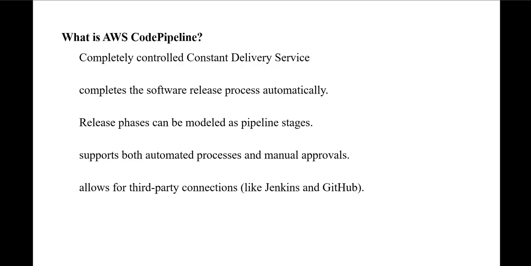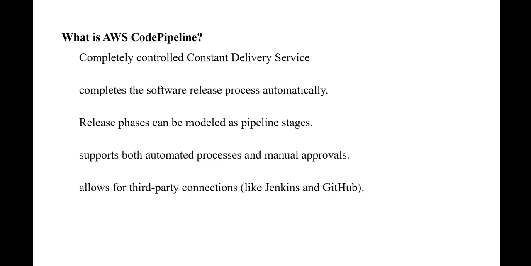What is AWS CodePipeline? A fully managed continuous delivery service. It completes the software release process automatically. Release phases can be modeled as pipeline stages. It supports both automated processes and manual approvals. It allows for third-party connections like Jenkins and GitHub.